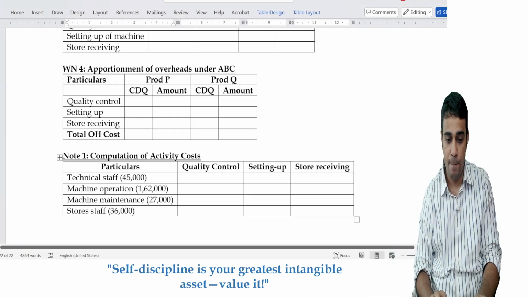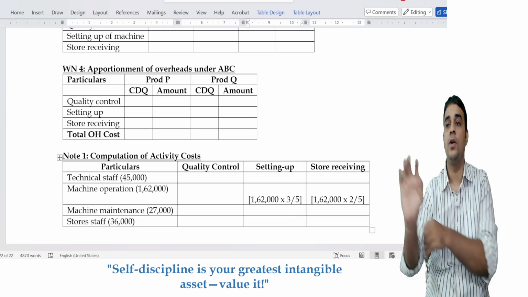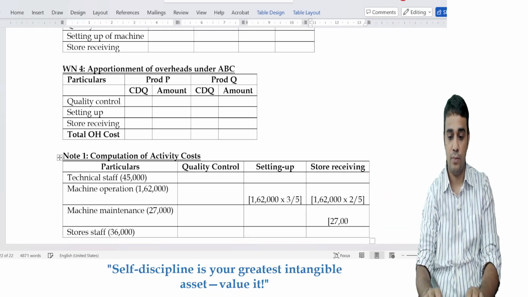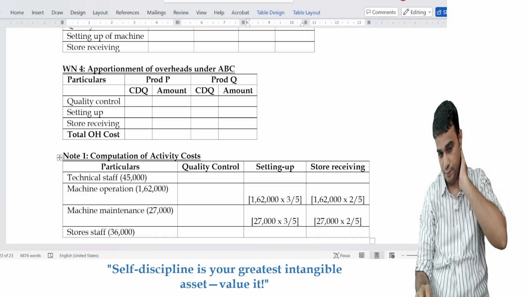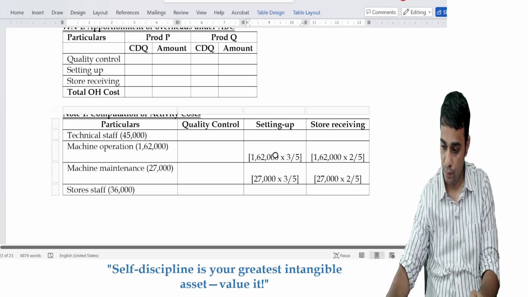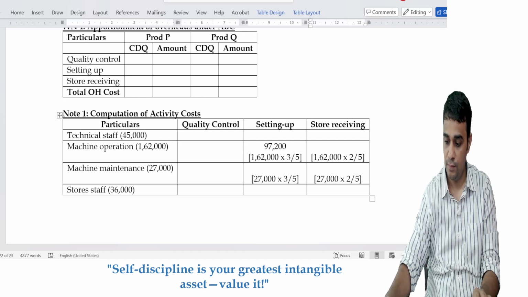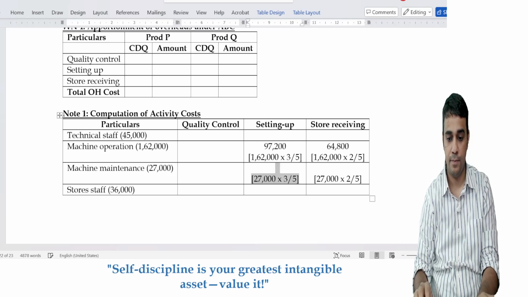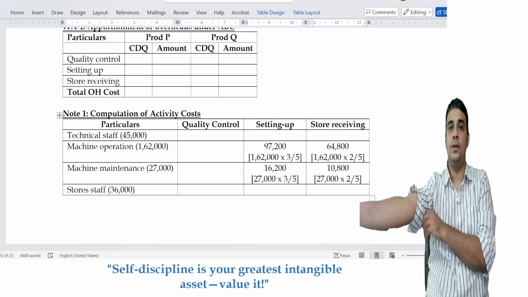So go to your working note. Machine operation 1,62,000 into 2 by 5 and 1,62,000 into 3 by 5. 27,000 into 2 by 5, 27,000 into 3 by 5. Let me know the values. How much? 3 by 5, 97,200. 64,800. 16,200. 10,800. These should be the values.